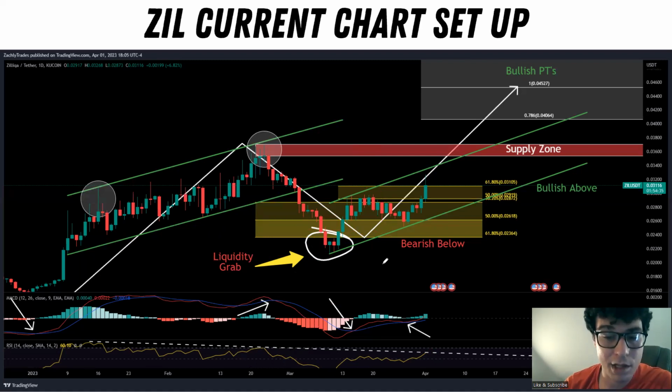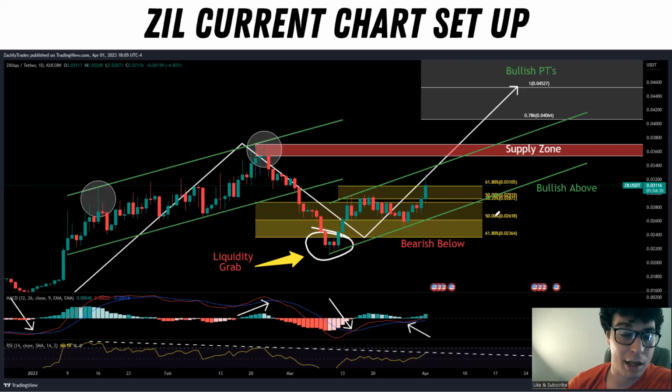All right, now right after that liquidity grab, you can see that we ended up getting a MACD entry signal with the red line crossing up above the blue line. All right, so we had our reversal candlesticks here, and then we blew through right here, right? And if we would have flipped that 0.02364 to resistance from support, then we would have been bearish below here and started going back down.